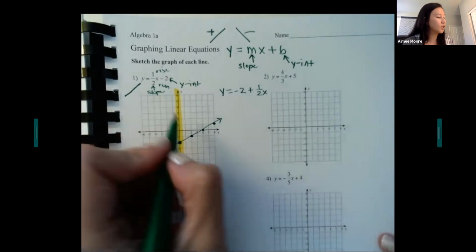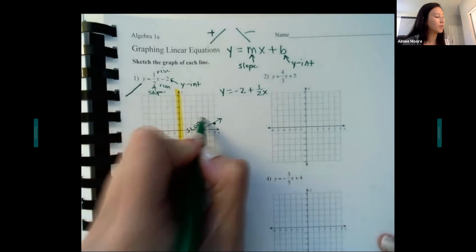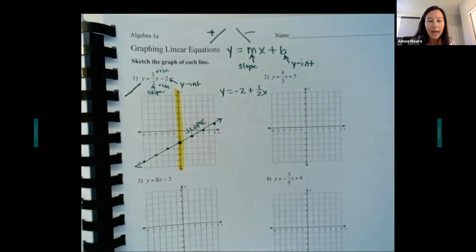And then we just do our little check. We write slope on it to make sure. That's the most common mistake, is graphing a negative slope when it's supposed to be a positive and vice versa. Any questions on number 1? Nope.